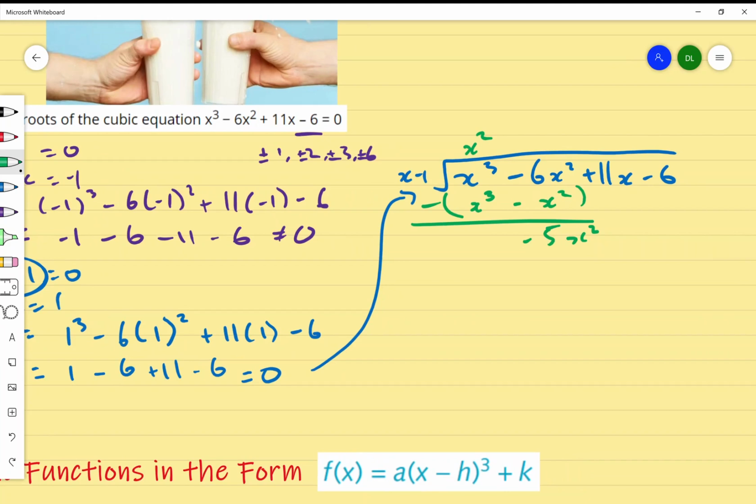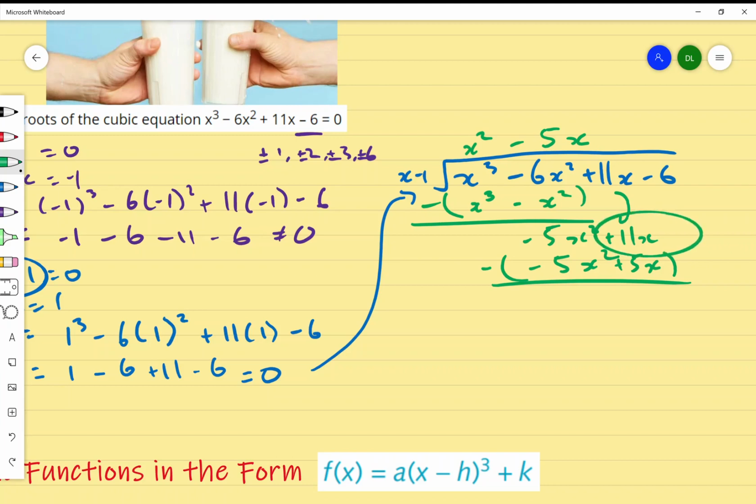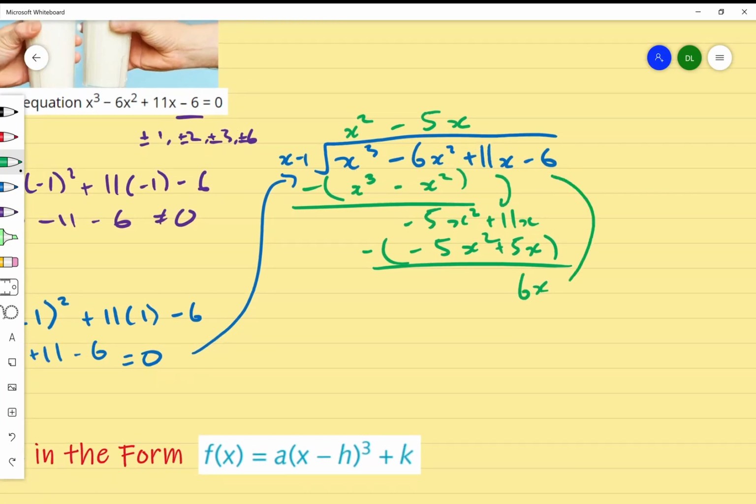I'm going to bring down that positive 11x. I'm going to think what number multiplied by x gives me negative 5x squared. That answer is negative 5x. So I'm thinking, well, negative 5x squared, as these two numbers multiplied by each other. And then negative 5x multiplied by negative 1 gives me positive 5x. Implied subtraction. And I get positive 11, take away 5x, gives me 6x here. Bring that negative 6 down.